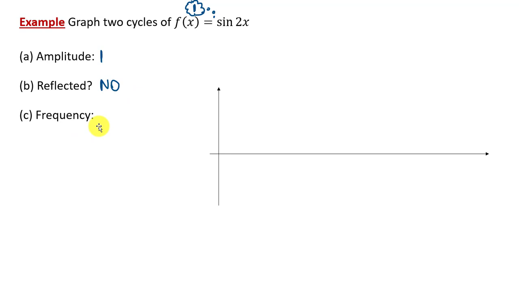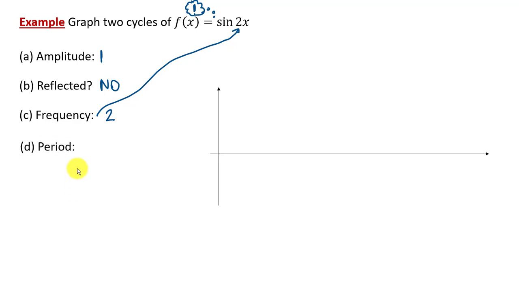Now let's determine the frequency. We'll also denote it by capital B. And when we're given a function, frequency is found by looking at the number that stands right in front of the x. In this case, it's 2. So frequency is 2. Remember, the meaning of the frequency is how many cycles can fit between 0 and 2 pi.